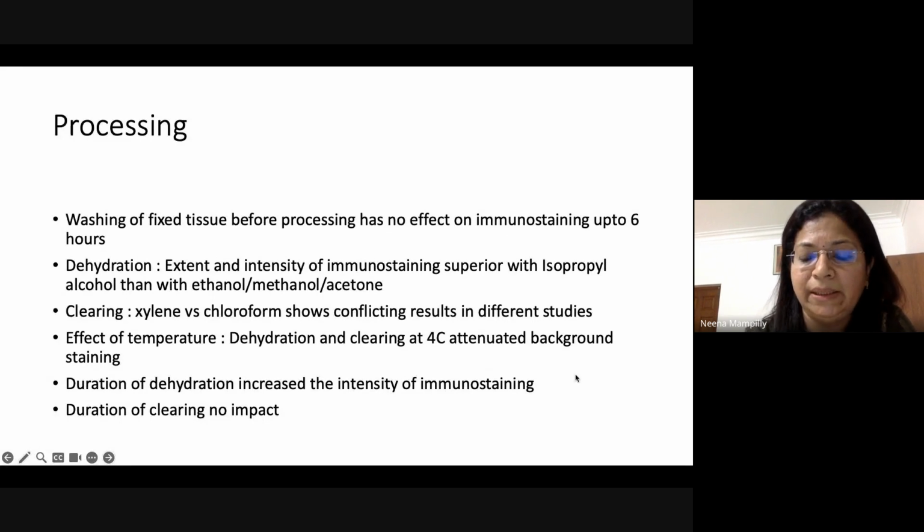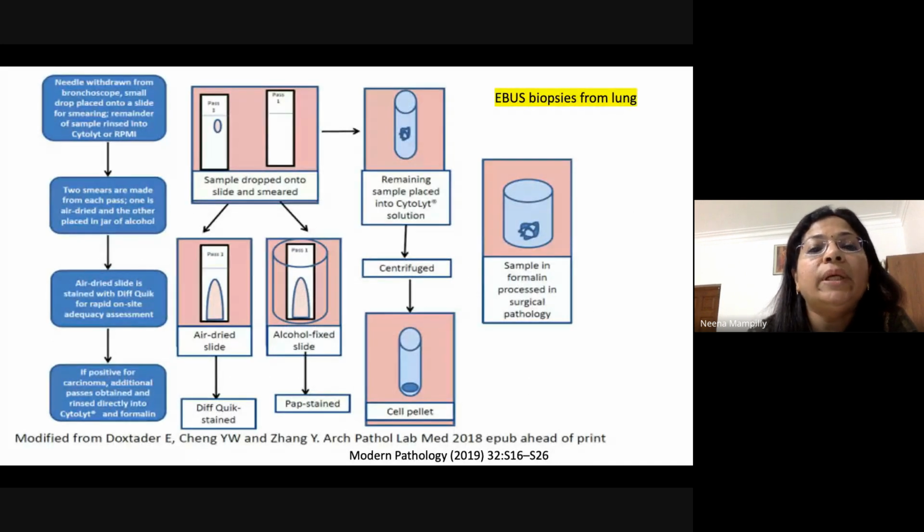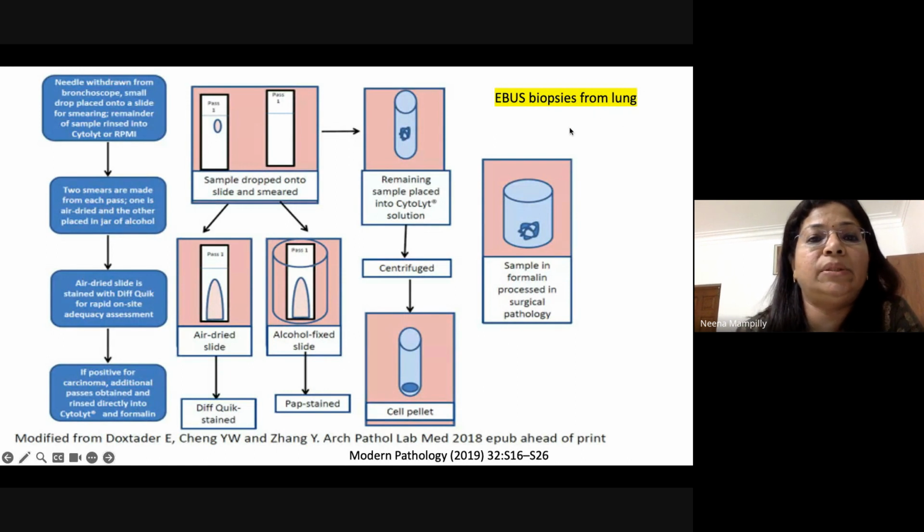So it's basically the cold ischemia time, the fixation, the duration, the nature of the fixative, and the duration of fixation that is the most important part of it. Now, if you look at how to handle these small biopsies from the lung, EBUS biopsies and US biopsies, we routinely get from in many of our institutions here.